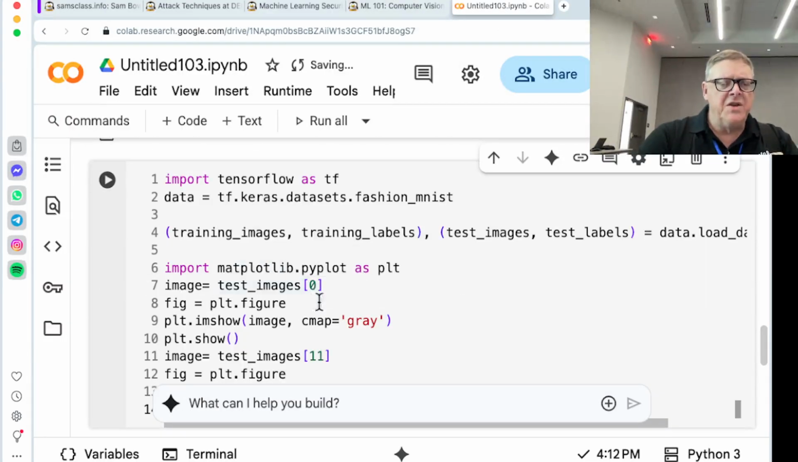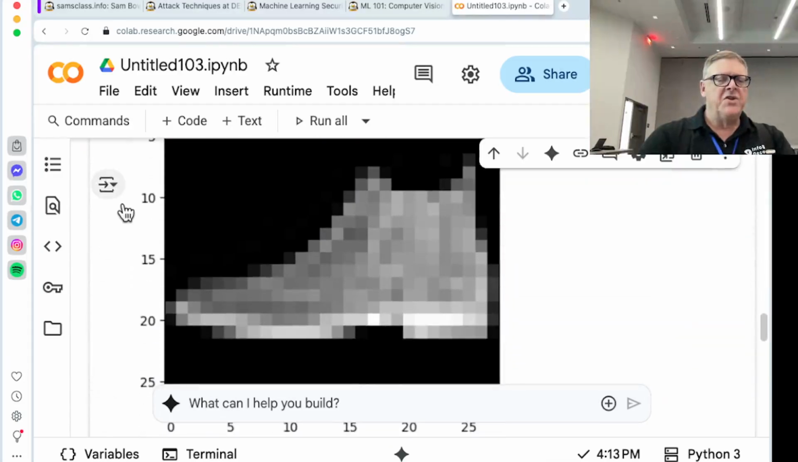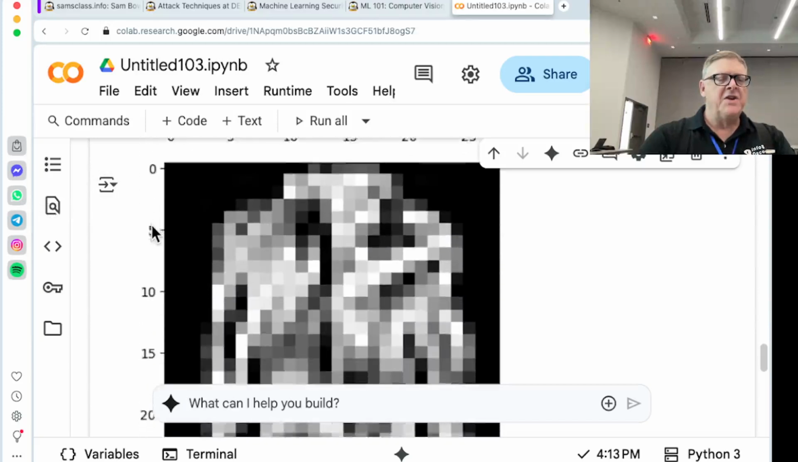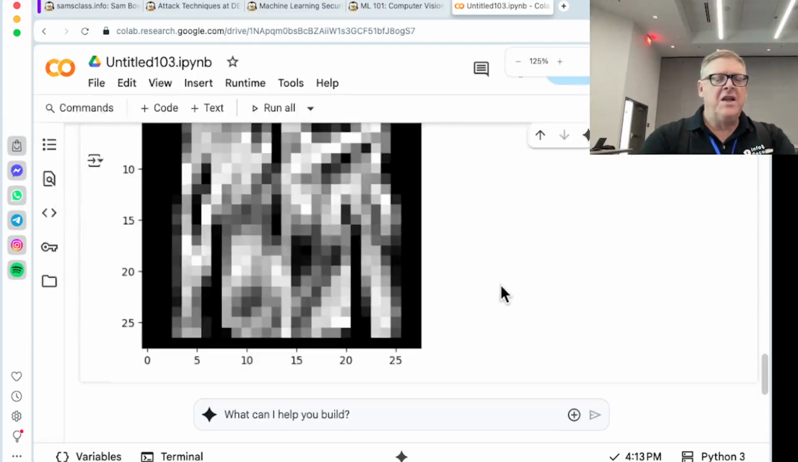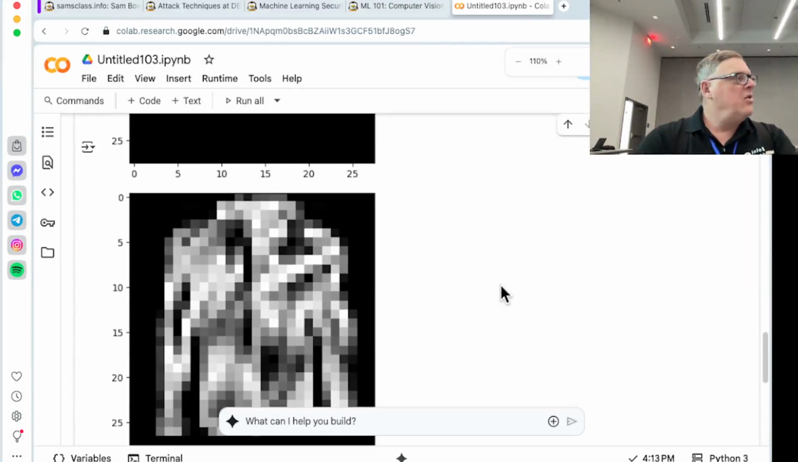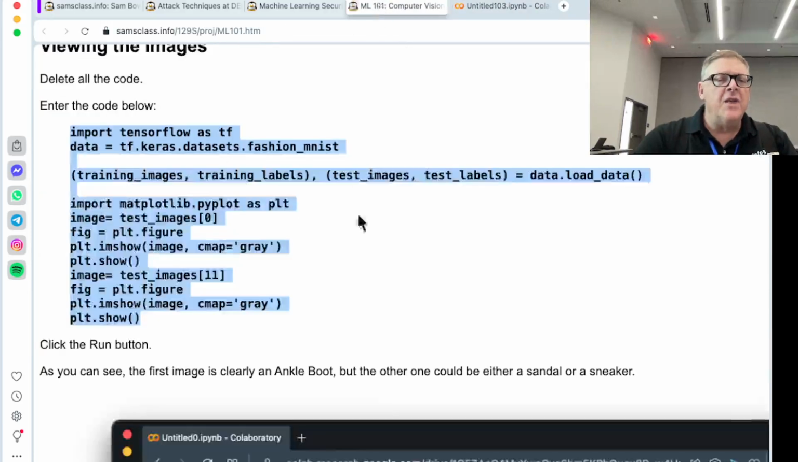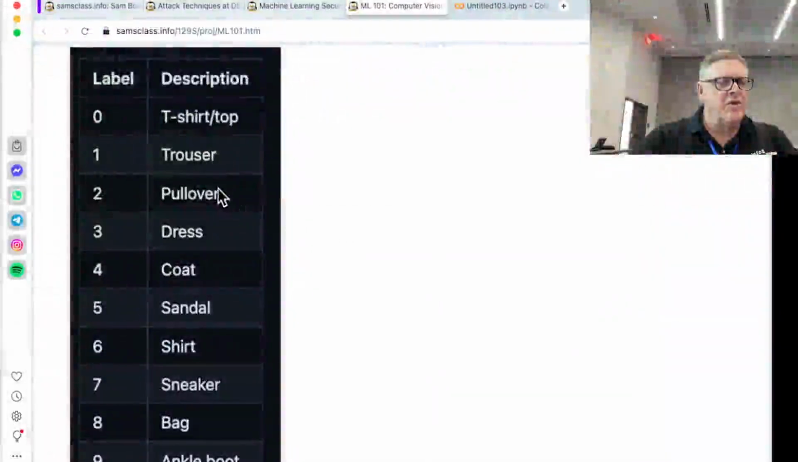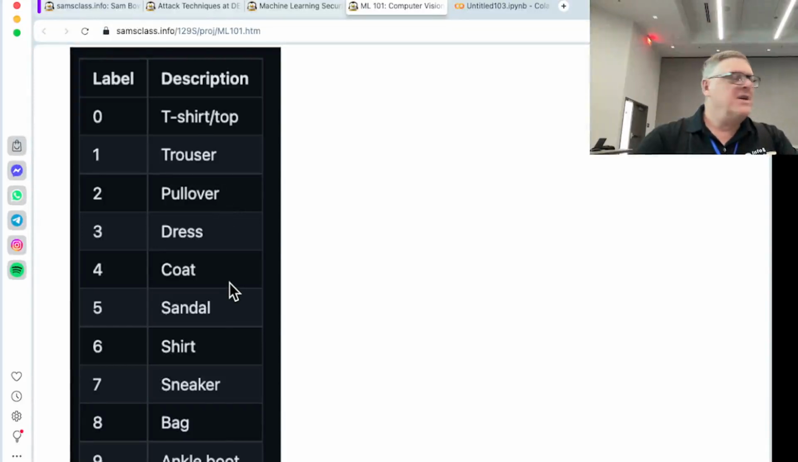So this is 0, which is fine, and 17 is the one I think it got wrong. There we go. Let's see what they look like. So there's one it got right, and this is one it got wrong. It couldn't tell if this was a category 2 or a category 4. And if we look at the categories, 2 is pullover and 4 is coat. And I don't really know the difference between those either.